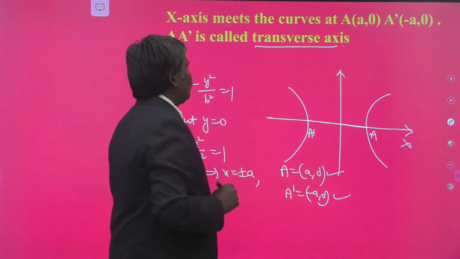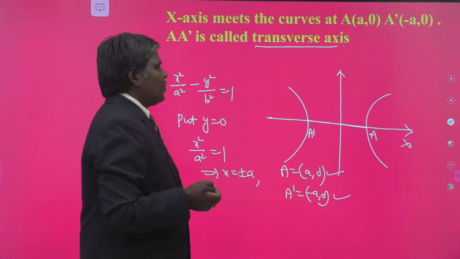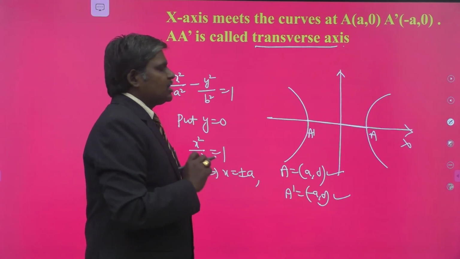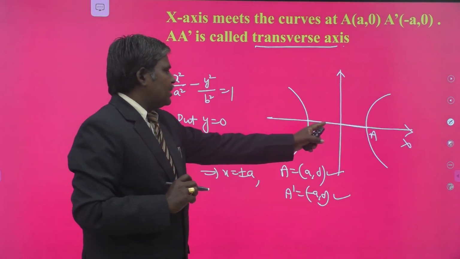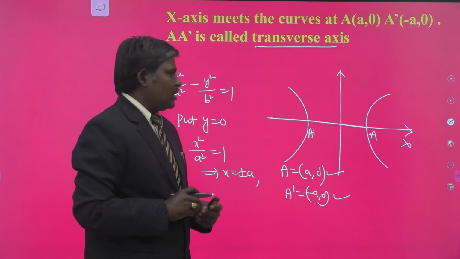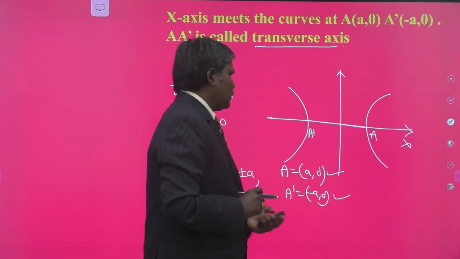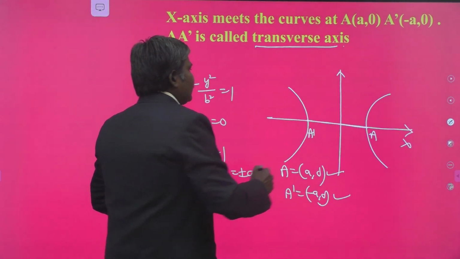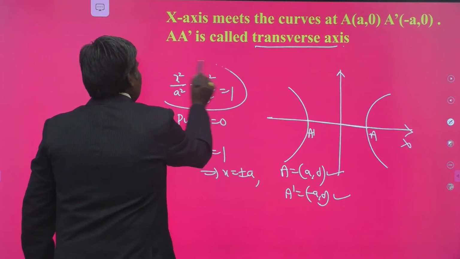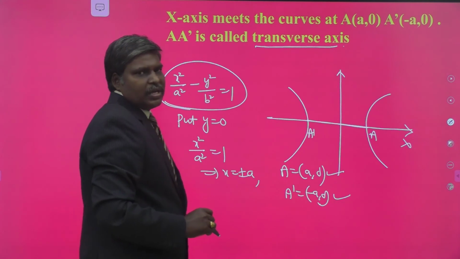This is the next property. A is the vertex (a, 0), A dash is your other vertex, (-a, 0), and that length is taken as the transverse axis of your hyperbola. This is your main axis. Understand? It never intersects the y-axis. Your equation is x²/a² - y²/b² = 1.